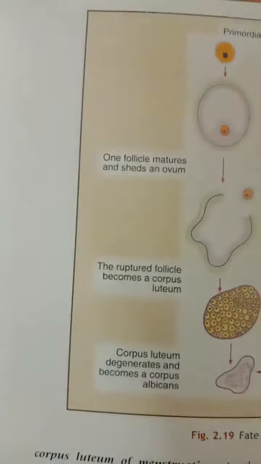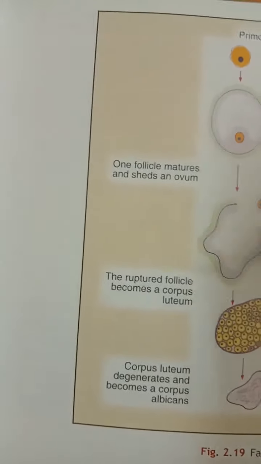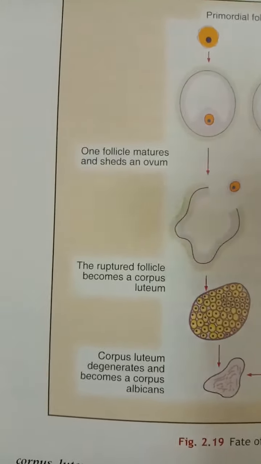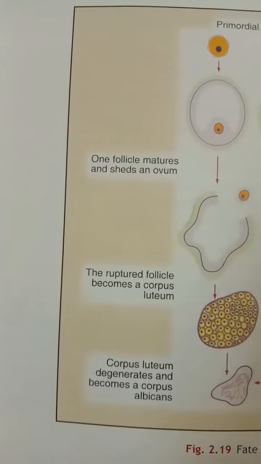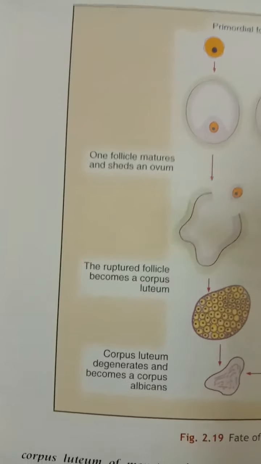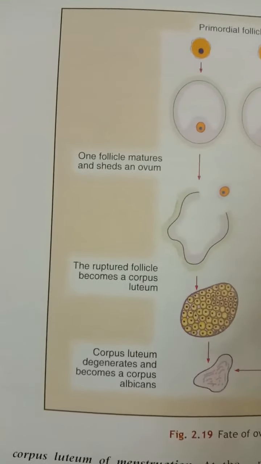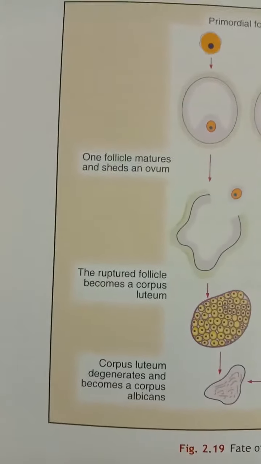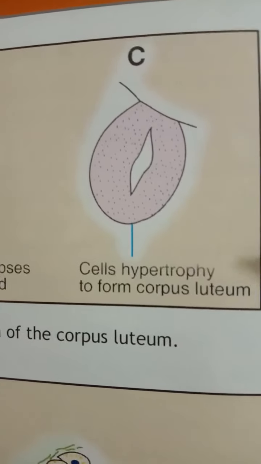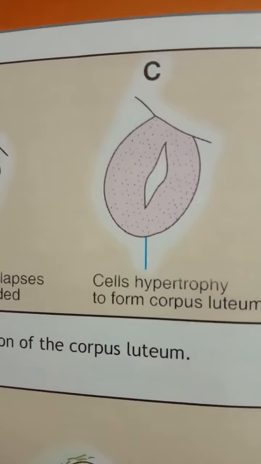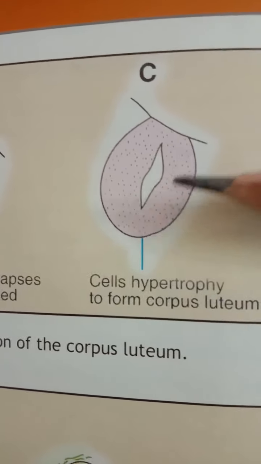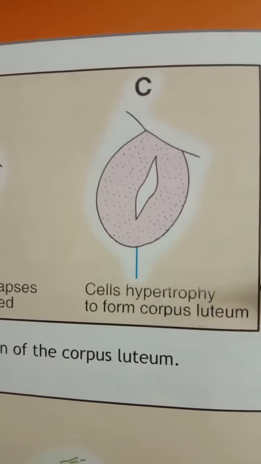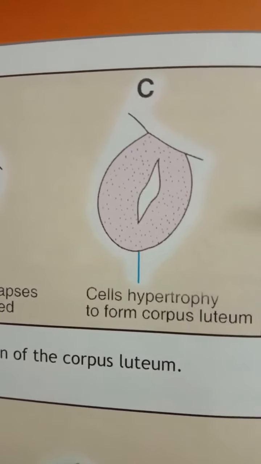In this way the corpus luteum shrinks. But if the ovum is fertilized and pregnancy results, the corpus luteum persists for 3 to 4 months, and it is larger than the corpus luteum of menstruation. This is called the corpus luteum of pregnancy. When pregnancy occurs, the size of the corpus luteum increases and it forms one third of the total volume of the ovary.